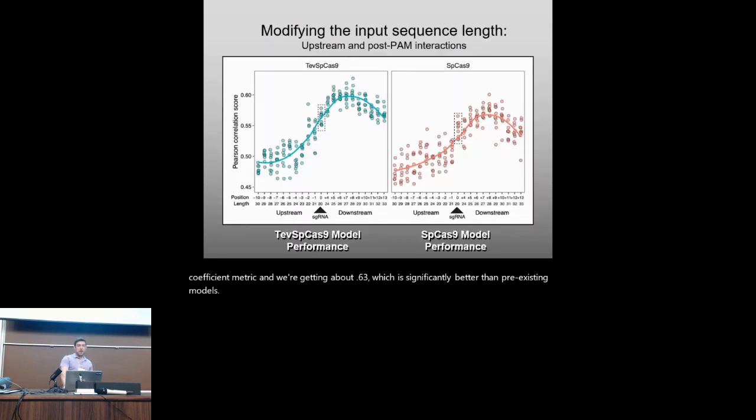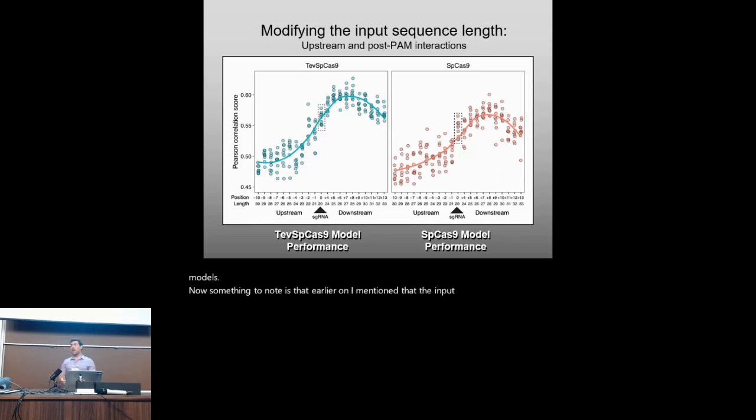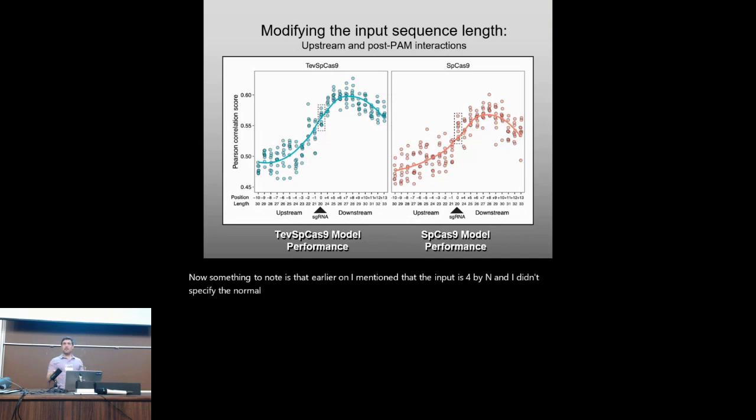Now, something to note is that earlier on I mentioned that the input is 4 by n. And I didn't specify the normal guide sequence length or the target site length of 20 nucleotides because we tested some things up and downstream. What you can see in the middle of each of these plots is that little rectangle. That's just representing the sgRNA target site itself. And then incrementally, we're adding on a nucleotide moving either upstream or downstream.